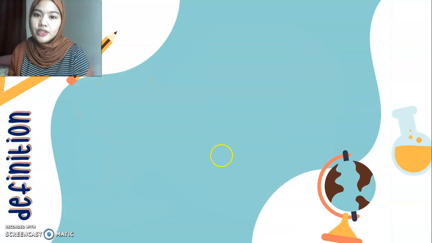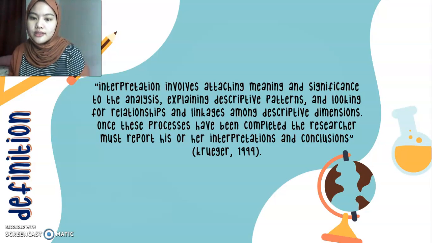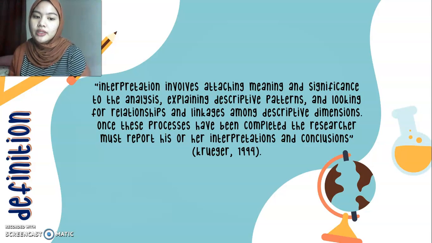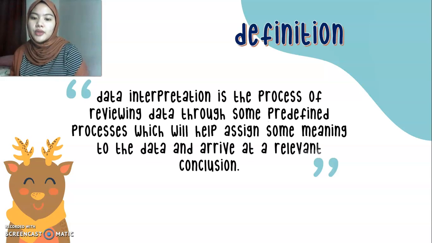Now I will begin with the definition by experts. Kruger 1994 stated that interpretation involves attaching meaning and significance to analysis, explaining descriptive patterns, and looking for relations, shape, and linkages among descriptive dimensions. Once these processes have been completed, the researcher must report his or her interpretations and conclusions. In general, data interpretation is the process of reviewing data through some predefined processes which will help assign some meaning to the data and arrive at relevant conclusions.